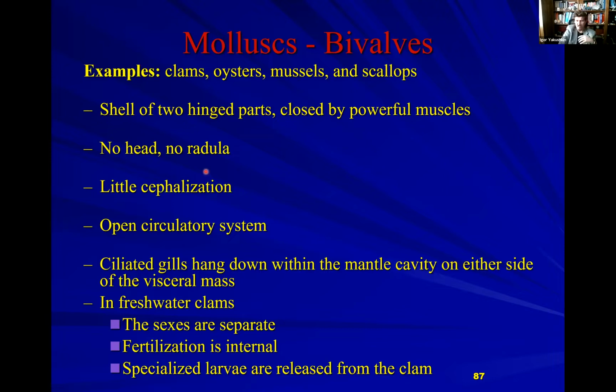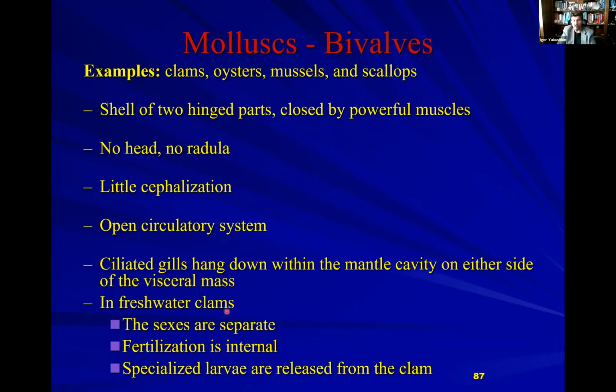They sit somewhere in the substrate, sucking the water in, letting it out, and getting whatever plankton comes along. They have gills, which hang down into the mantle cavity, and many of them can be sea or freshwater things.